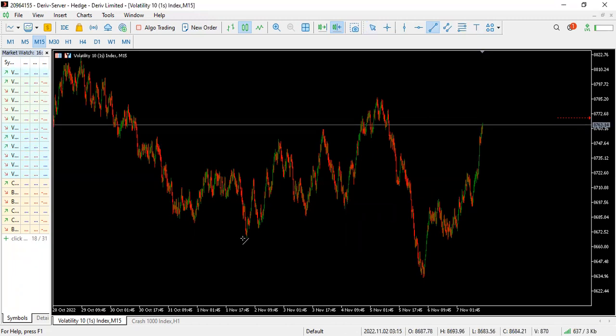On the second one. Good. I like that. Accurate. It is a valid trend line.